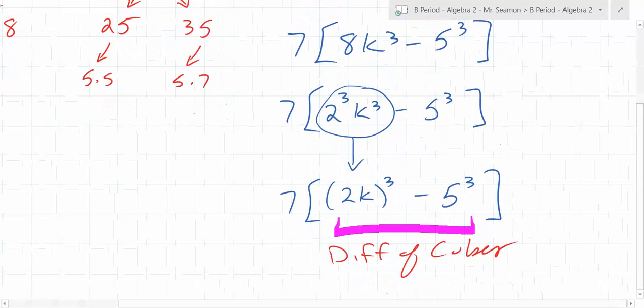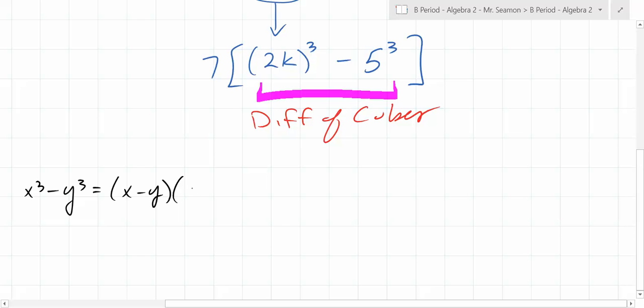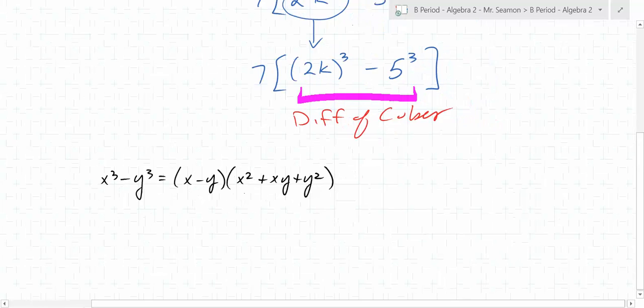Is there a formula for the difference of cubes? You have to memorize it. x cubed minus y cubed, what does that equal? x, times, plus 1. Yeah, there you go. I've told you you need to memorize this. I can only tell you so many times. You must.